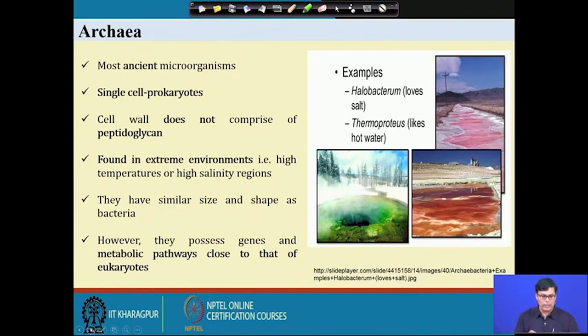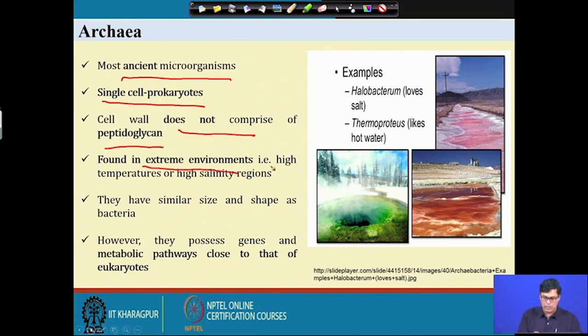Now archaea. This is an ancient, very old microorganism, and as I told you, it is available under adverse circumstances. It is a single-cell prokaryote. The cell wall does not comprise peptidoglycans, and they are found in extreme environments, such as regions of high temperature and high salinity. Where there are hot springs, these kinds of organisms are available. They have similar size and shape to bacteria. However, they possess genes and metabolic pathways close to those of eukaryotes.